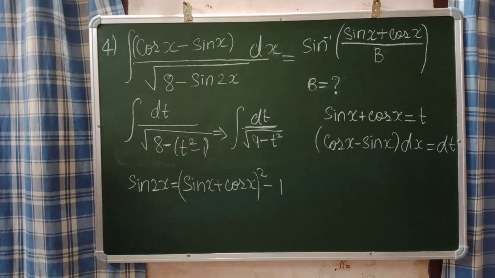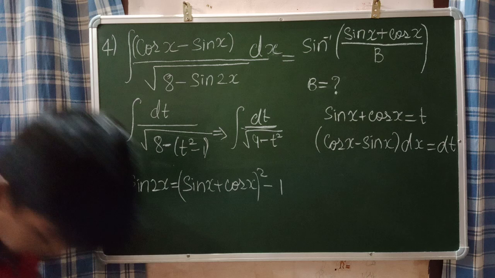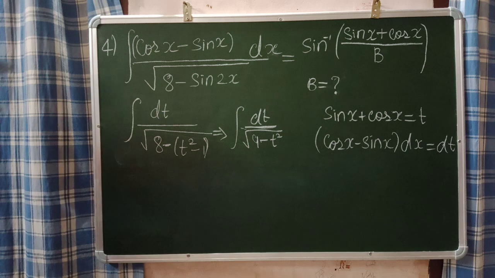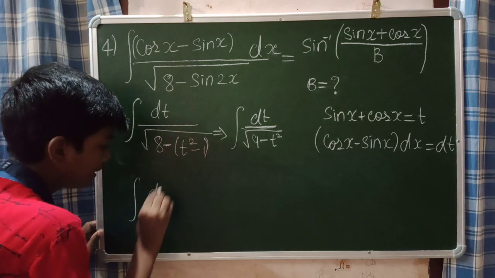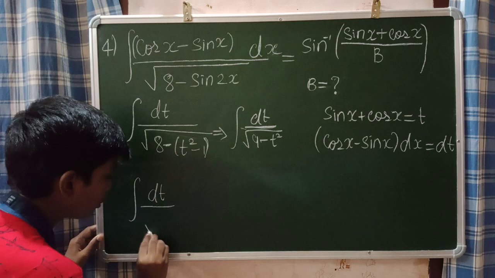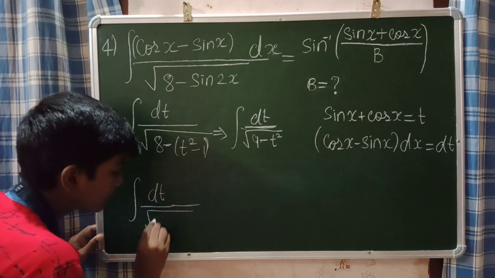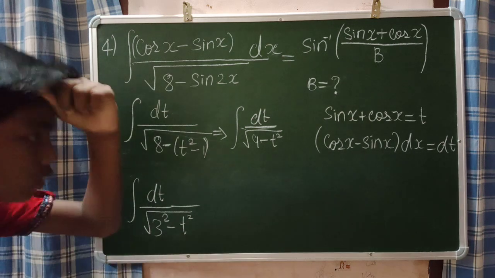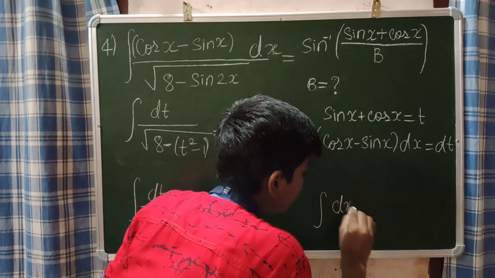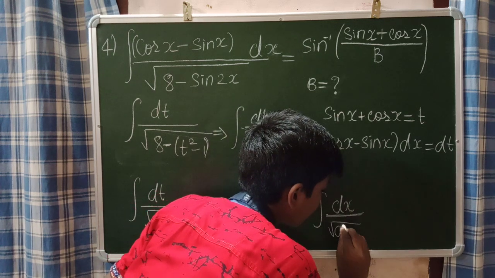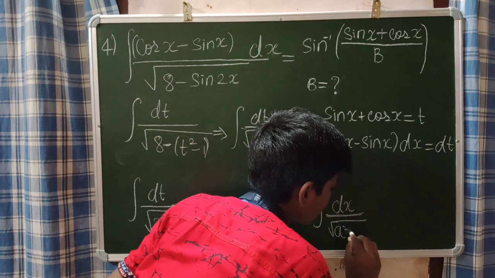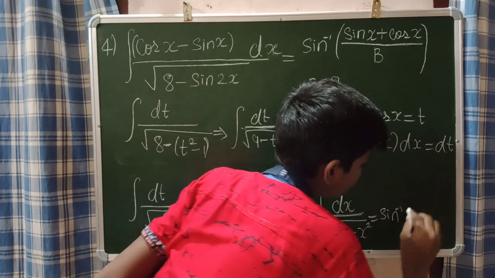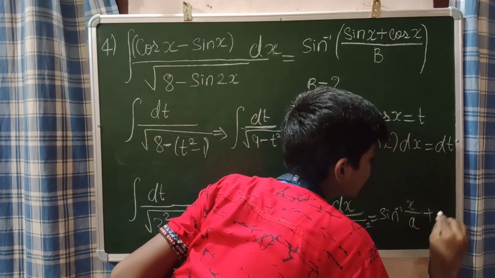Now, guys, I will rub this one, which is sin 2x. Now, I am going to write this integral as integration of dt divided by root of 9 minus t square, writing this 9 as 3 square. So why am I doing all this? Because I'm going to use one formula. So what is that formula? Integration of dx divided by root of a square minus x square is equal to sine inverse of x by a plus some constant. This is the formula.